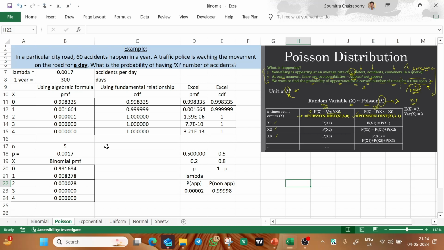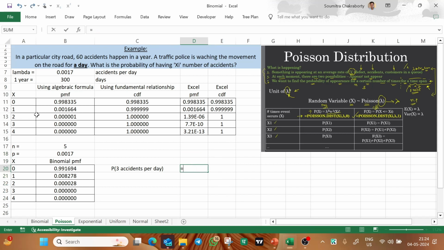So that's it about the Poisson distribution. Now, like the binomial distribution, you can calculate different answers. For example, what is the probability of having 3 accidents per day? It is simply this one, PMF of x equal to 3. Then, for example, the probability of less than 3 accidents per day. This will be these three, x equal to 0, 1, and 2.